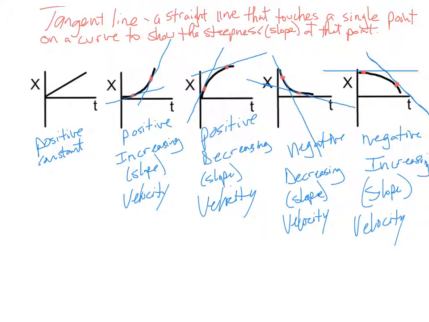So I hope that helps with how to interpret what's happening to the velocity in a position time graph using tangent lines on the curves. Hope that helped.